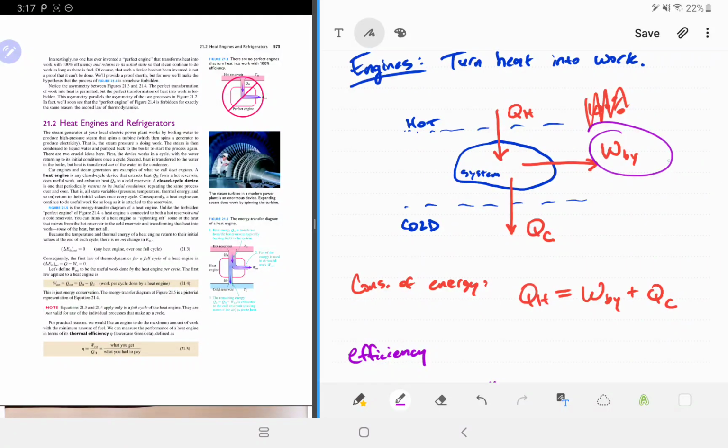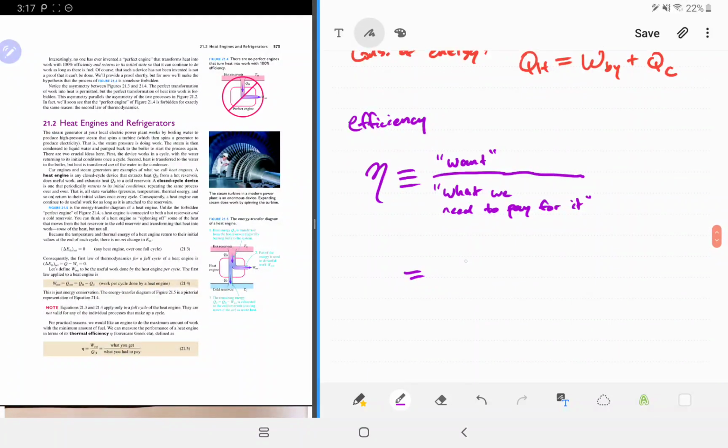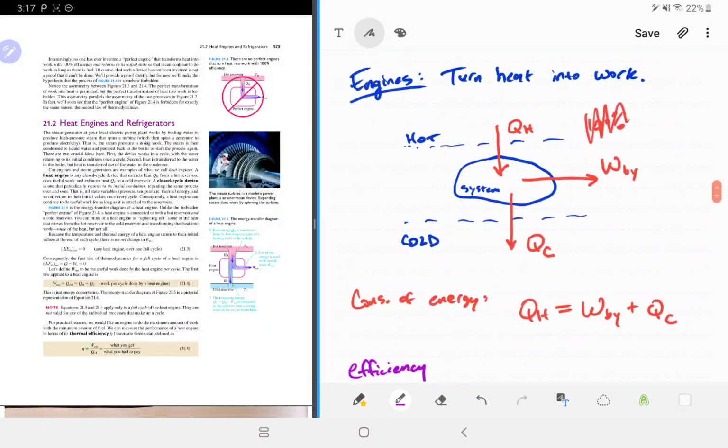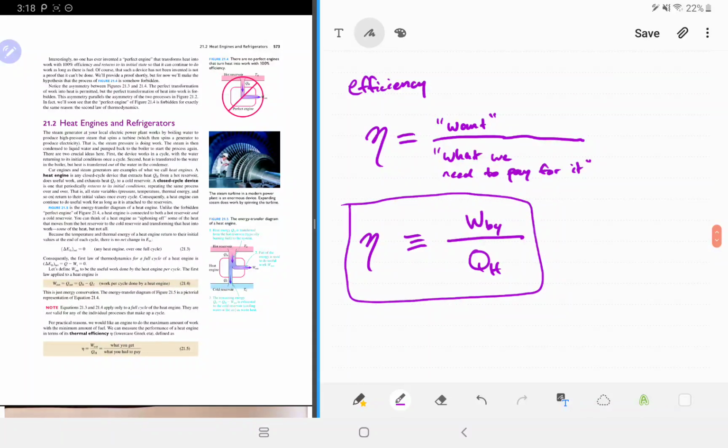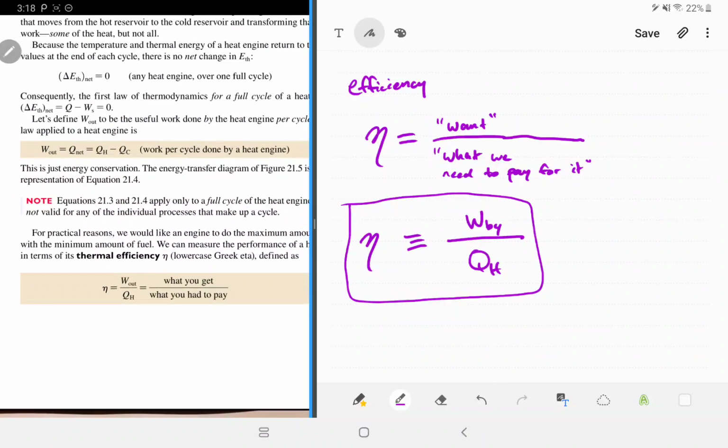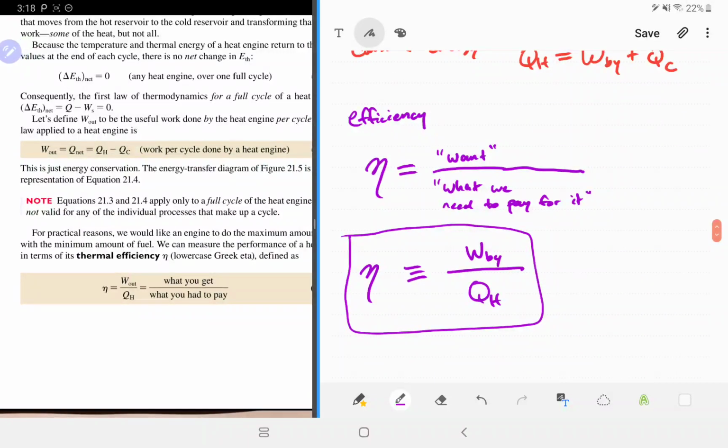Remember, the point of the engine is to get work, get useful energy out from that thermal energy. So the thing we're trying to maximize is the work done by the gas, by the system. And what we need to pay for it is the heat that we took from the high temperature reservoir. So we're going to divide W by by QH, and this is the definition of efficiency. This is just how I remember it. Notice your book also calls this W out. It's the output from the system, the work done by the system.